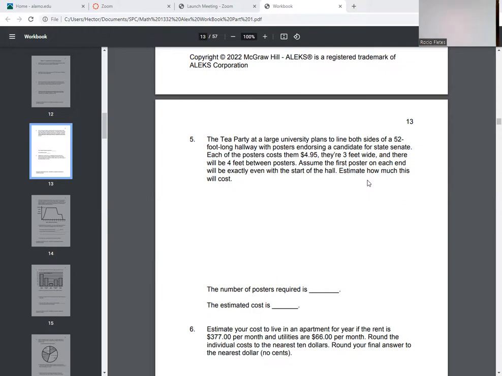So we first have to figure out how many posters we need, because we can round each one to $5. But how many do we need to cover the entire hallway, right? It's both sides of a 52-foot long hallway, and we need to do this on both sides. So the way I did it, I'll show you. It's not hard once you see it, but you need to kind of see it. It did take me a little bit of time to know what I needed to do here.